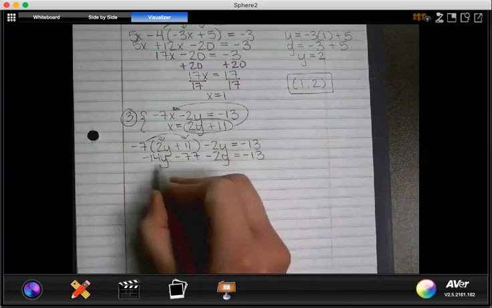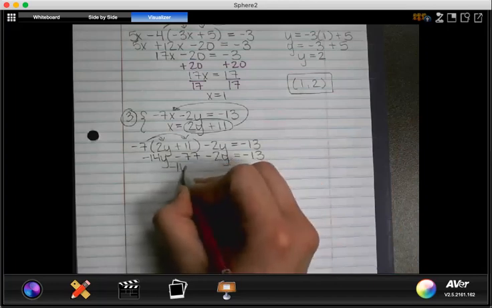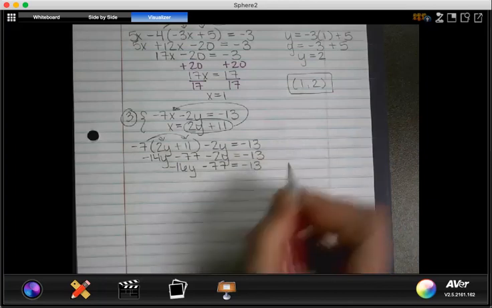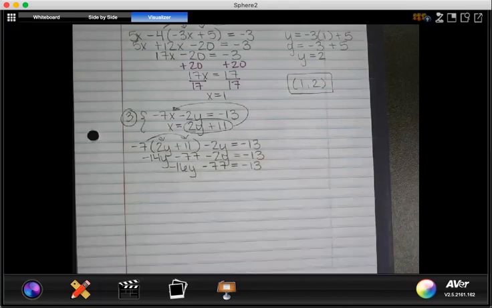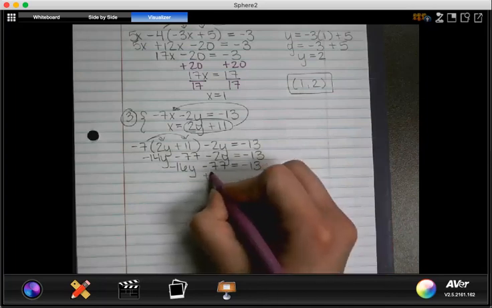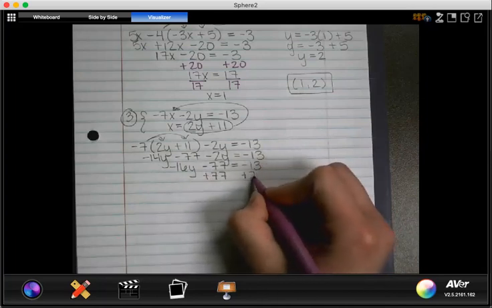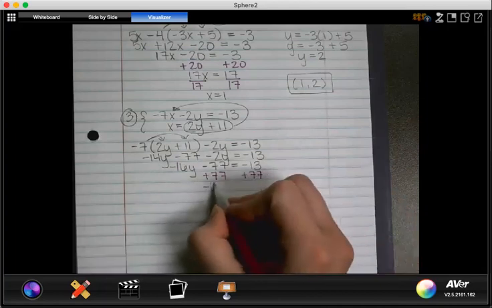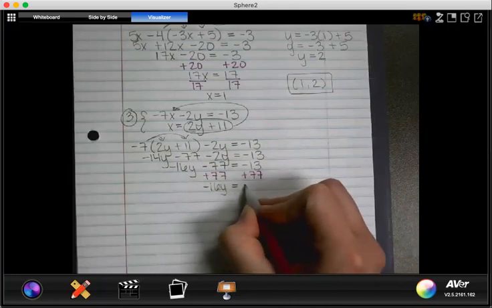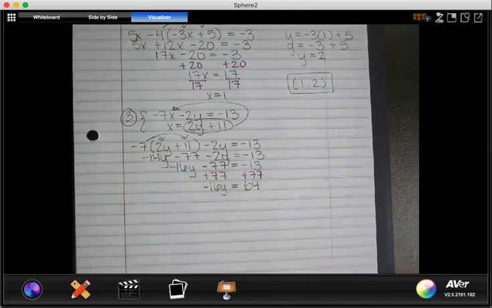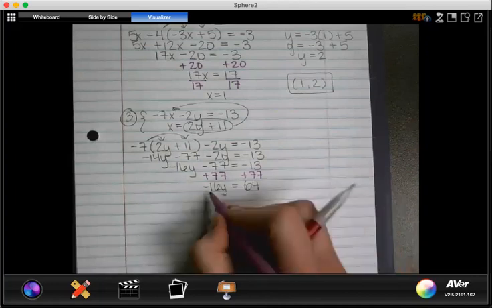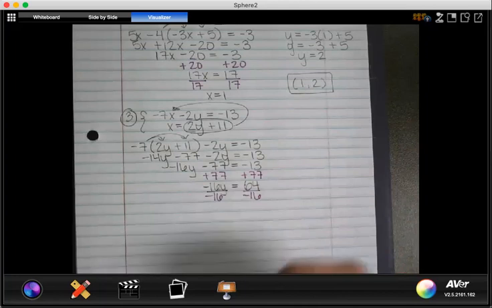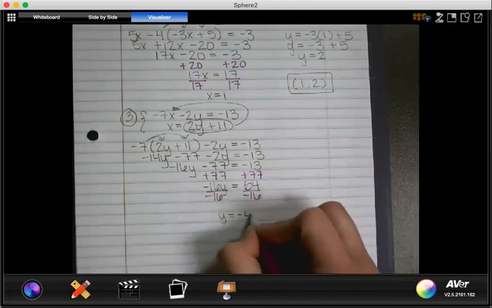Then we need to combine like terms. So we get negative 16y minus 77 equals negative 13. To solve, we would need to add 77 to the right side, which will result in negative 16y equaling 64. We'll divide by negative 16, and y equals negative 4.